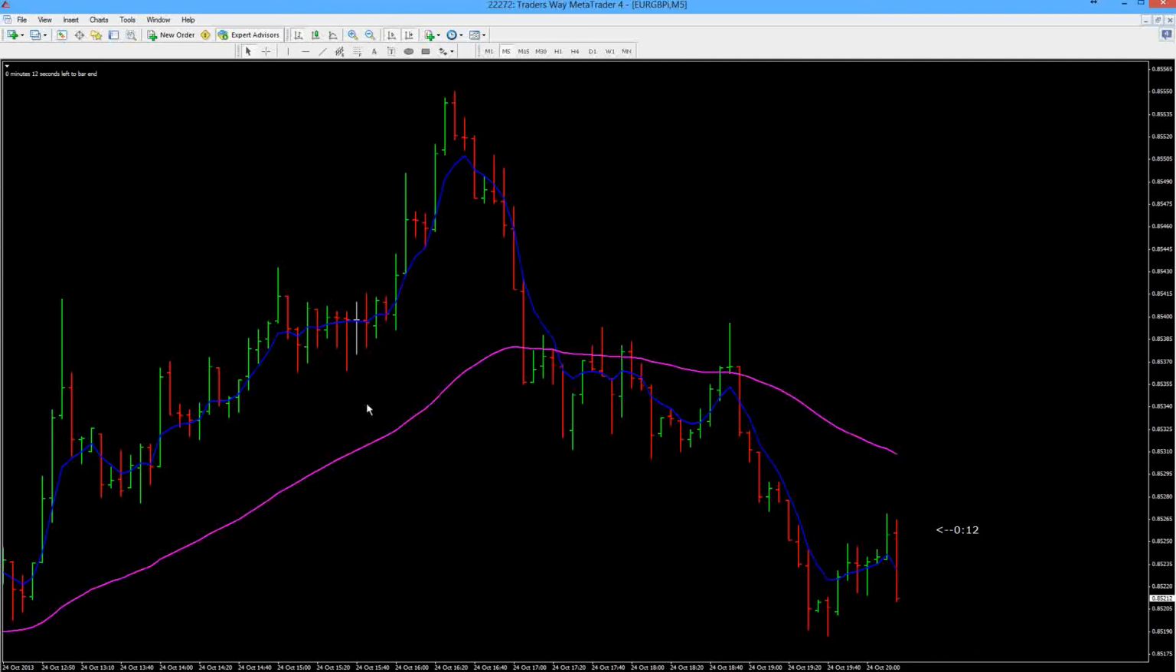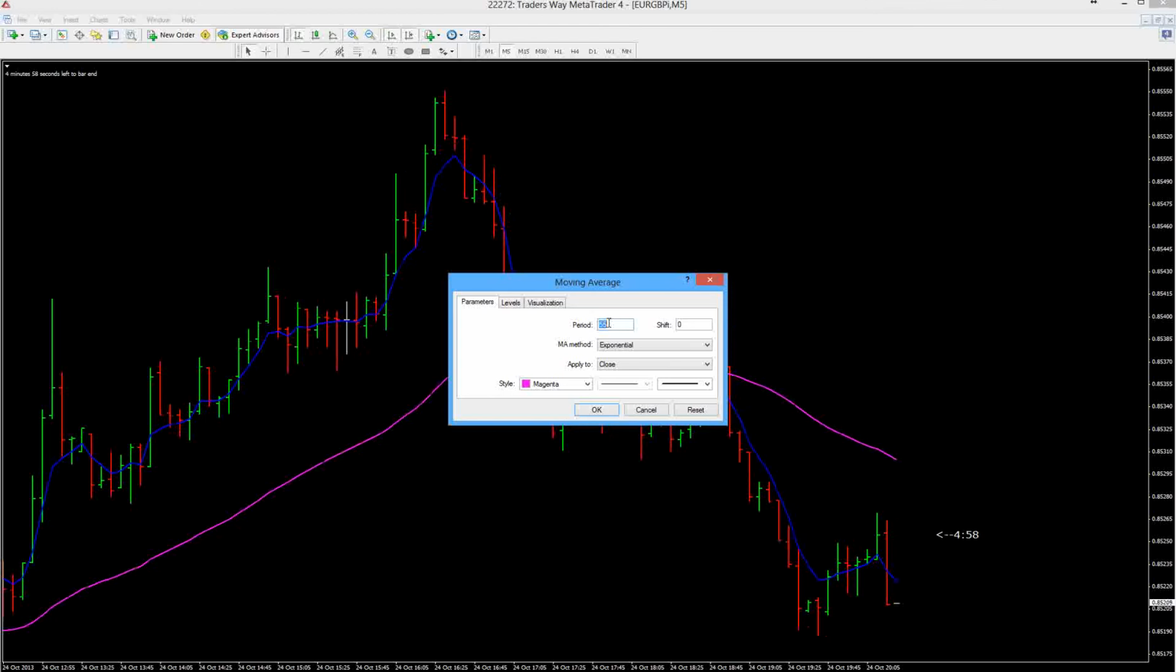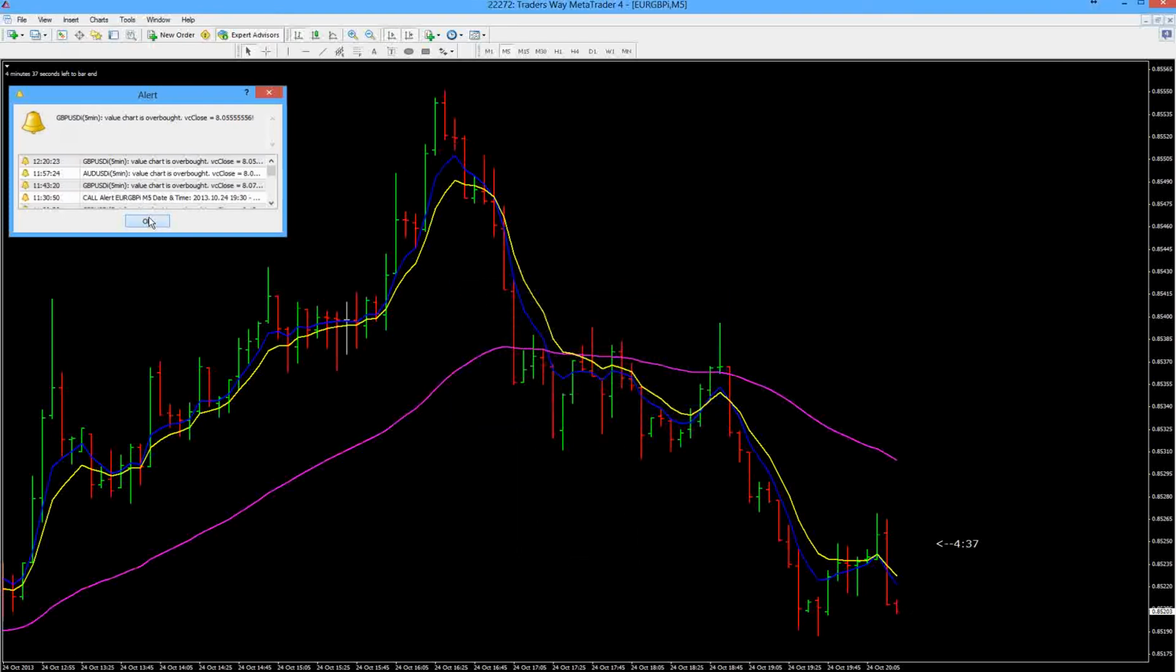So far we've got a 5 and we've got a 55. So to balance it out, we're going to put in 2 more. We're going to do an 8, and then I'll explain how you use them. For the 8, let's use yellow. Now, the yellow, as you see, is a little bit slower, so it doesn't respond quite as fast as the 5 to price.